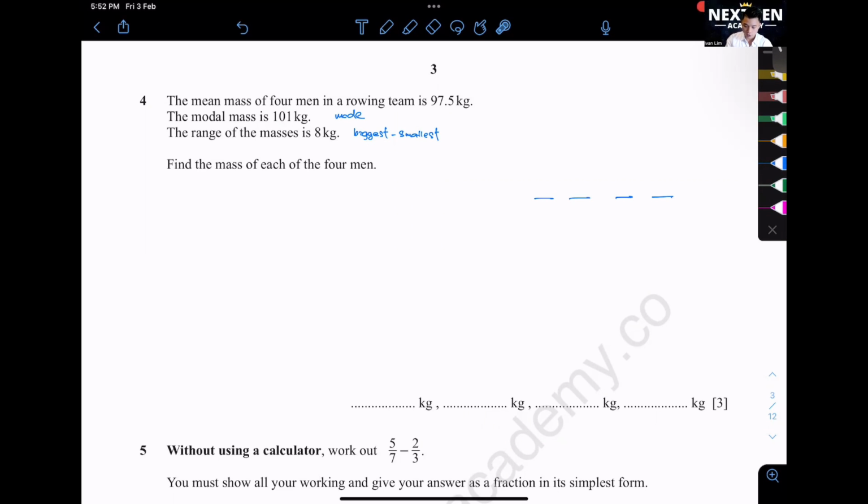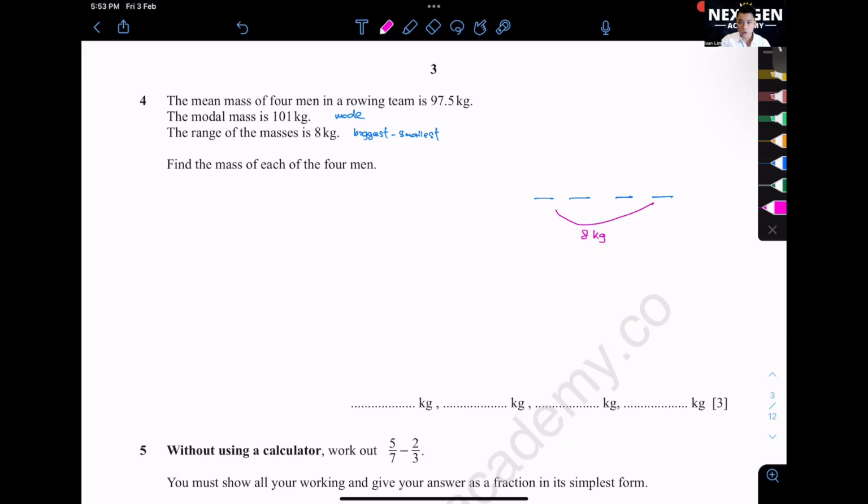But how do we know? You have to make sense with the values. The range of mass is 8 kg, which means the difference between this one and this one is 8 kg. This is one fact that we know. The mean is 97.5. If all were 101, the mean would also be 101, so I probably need some smaller values. This is the logic you want to think about.